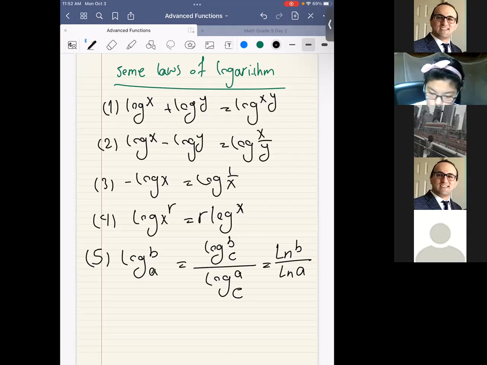Another thing that we used today, maybe that's the sixth: 1 over log of a with base b is log of b with base a.